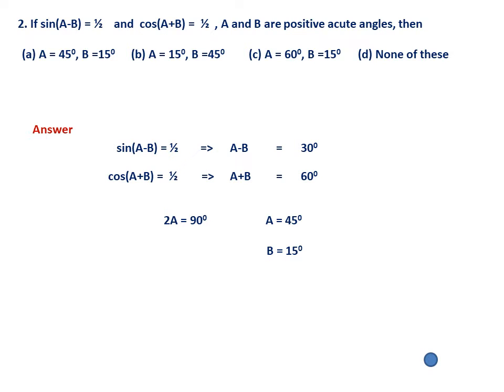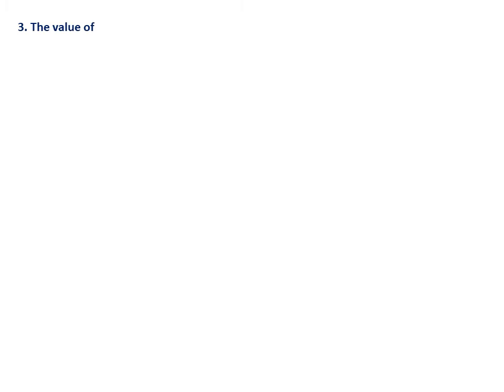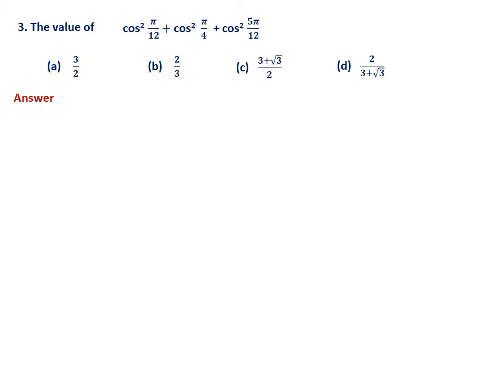Let us go to the next question. The value of cos square pi by 12 plus cos square pi by 4 plus cos square 5 pi by 12 is: 3 by 2, 2 by 3, (3 plus root 3) by 2, 2 by (3 plus root 3). So let us take the given expression.